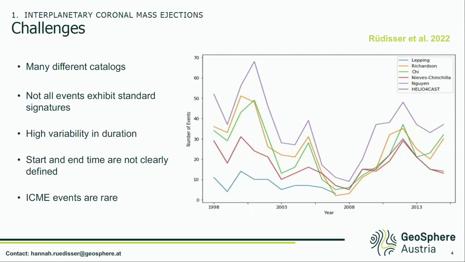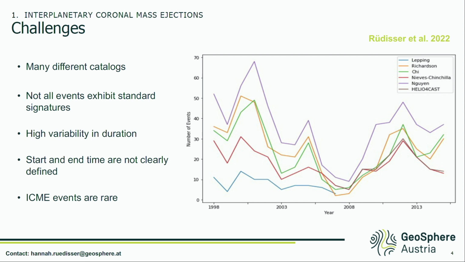So this fact is also represented when we look at the number of catalogs that there exist. So we have a huge variety of catalogs, and all of these catalogs have different total numbers of CMEs per year. And experts do not only disagree about whether a certain event might be a CME or not, but they also disagree about when it actually starts or when it ends. So these are already some of the challenges that we face when we try to automatically detect them.